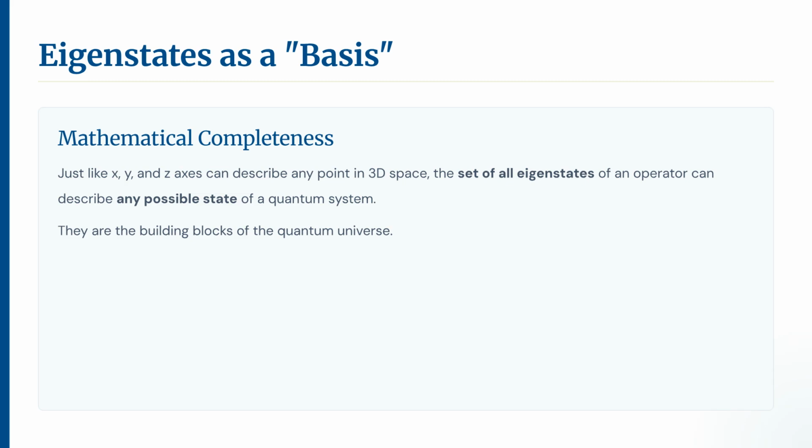Eigenstates act as a mathematical basis. Just as coordinate axes describe 3D space, the set of all eigenstates of an operator can describe any possible state of a quantum system. They are the building blocks of the quantum universe. In part 3, we will look at physical examples to see eigenstates in action.